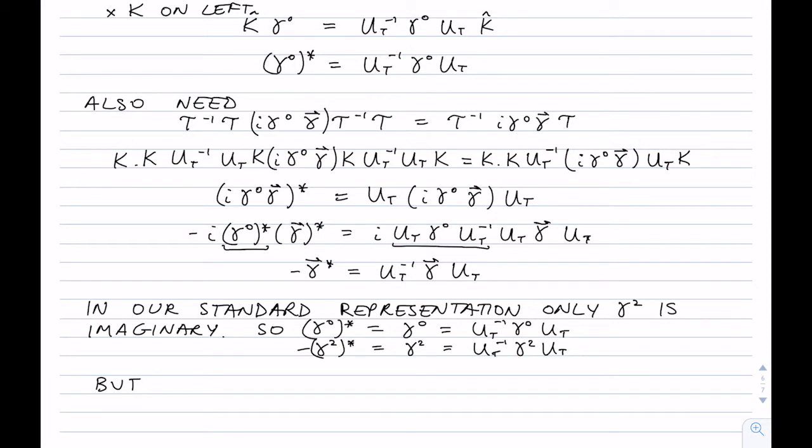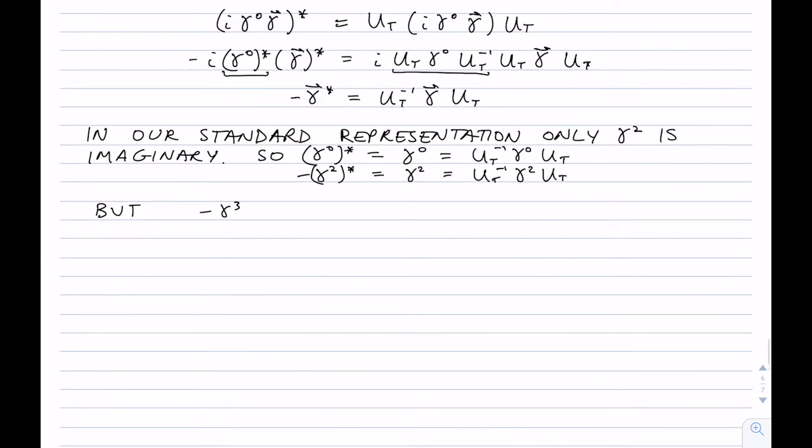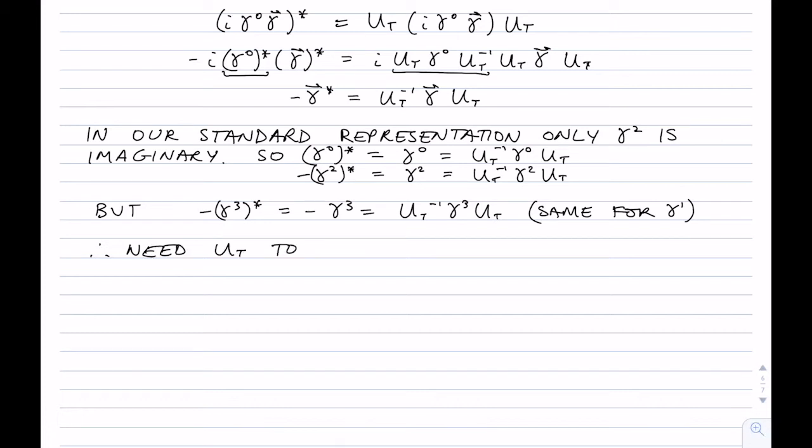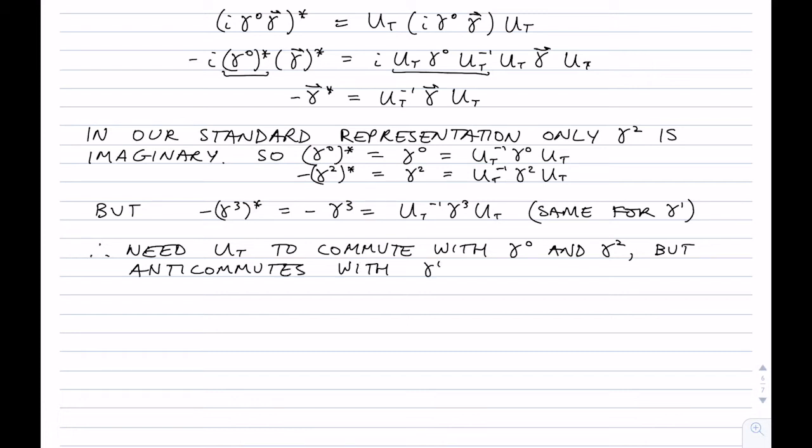But we need minus gamma 3. This is kind of a convoluted way of going around it. But minus gamma 3 star, which is real, so that's just minus gamma 3. That's equal to ut to the minus 1 gamma 3 ut. And same for gamma 1. Therefore, we need to find some ut which commutes with gamma naught and gamma 2, but anti-commutes with gamma 1 and gamma 3.